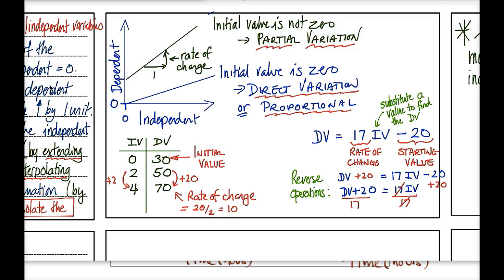So we're focusing in on rates of change and starting values, and we're also looking at the difference between partial and direct variations.